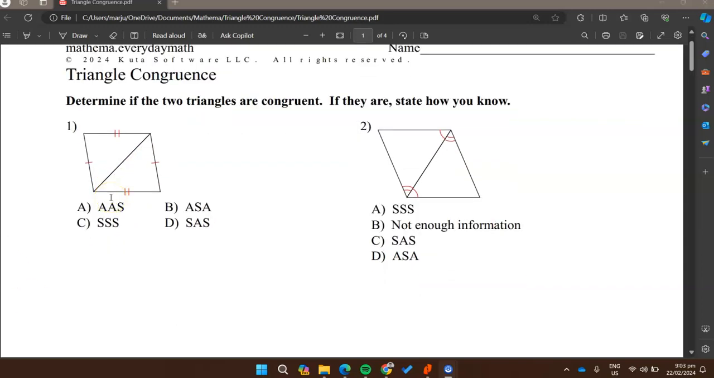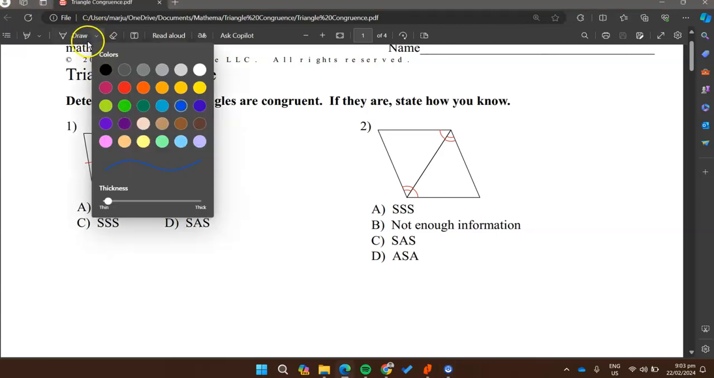Again, I made this as a multiple choice for us to easily answer these questions. The instruction is: determine if the two triangles are congruent, and if they are congruent, we are going to state how they are congruent. So let's have figure 1. Always remember, in geometry, markings are very important.